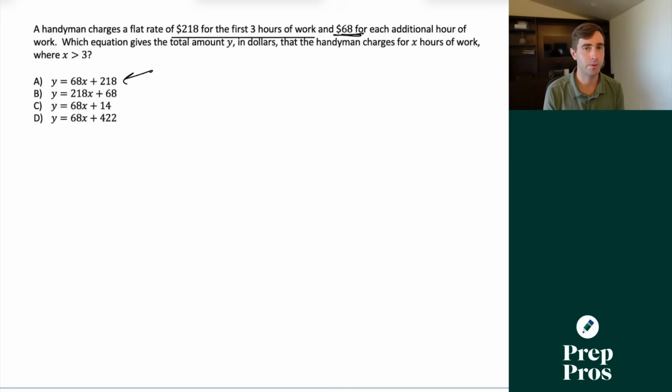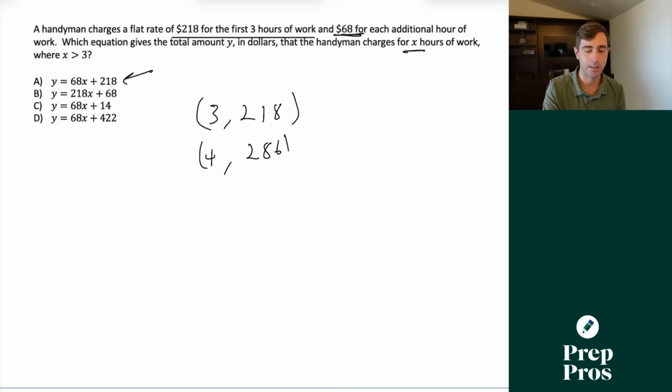Instead, the approach we want to use is we want you to just pull out 2 points from the equation that we can go and check the answer choices with. So we know for the first 3 hours of work, so x is the hours of work, if we plug 3 in, the equation has to be equal to 218. And if we plug 4 in, each additional hour of work is $68 more. It's going to have to be equal to 286.